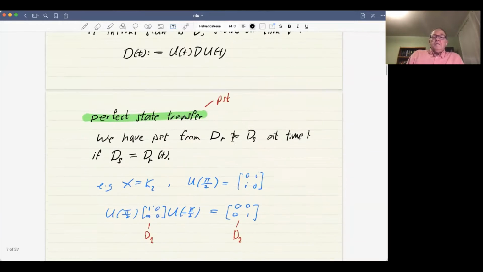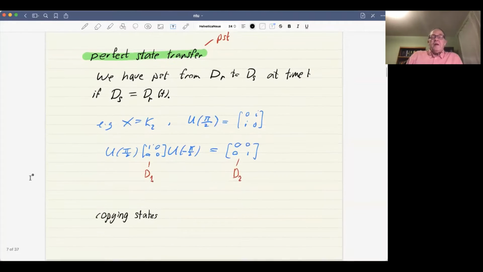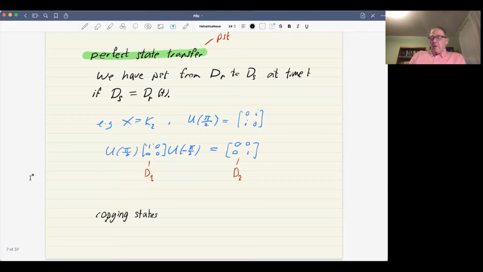Now, the first question I'm going to discuss, and one of the more important ones, is called perfect state transfer. One of the problems with quantum computers is that we can think of a quantum computer as a collection of qubits, two-dimensional complex spaces. That's all well and good.